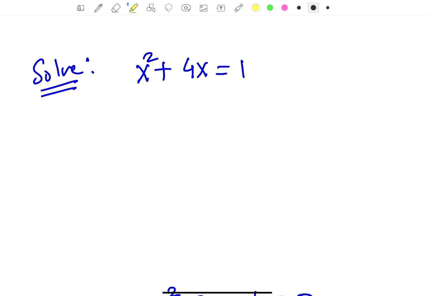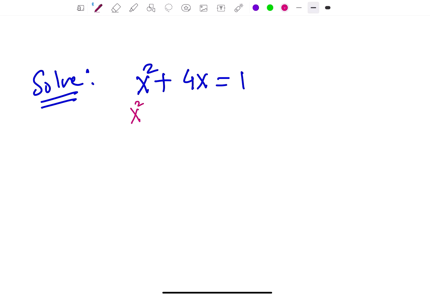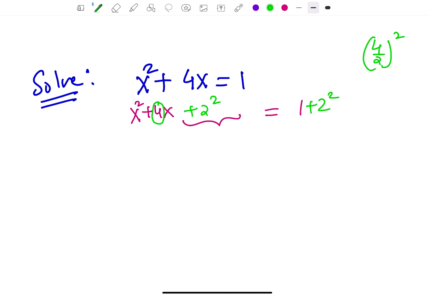The first example, x squared plus 4x is equal to 1. On the left-hand side, my goal will be to move the constant term to the right-hand side, and it's already on the right-hand side, which is good. So on the left-hand side, my square is not completed. What number should I add here to complete my square? Remember, cut the middle term in half and square it. So cut the coefficient of x, which is b, cut the b in half and square it. So 4 divided by 2 is 2 squared. I'm going to be adding 2 squared to both sides.